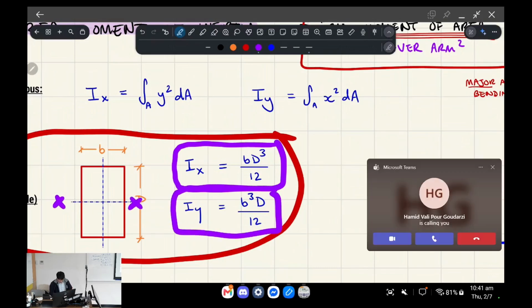If it's bending around the y-axis, oh shit. That's my supervisor.